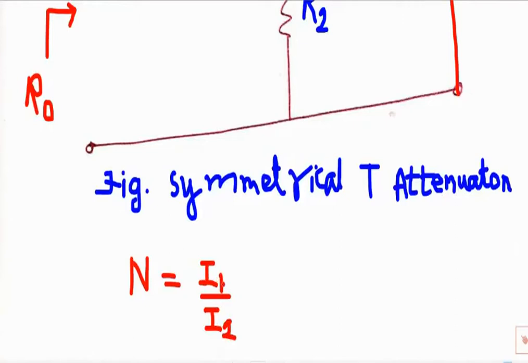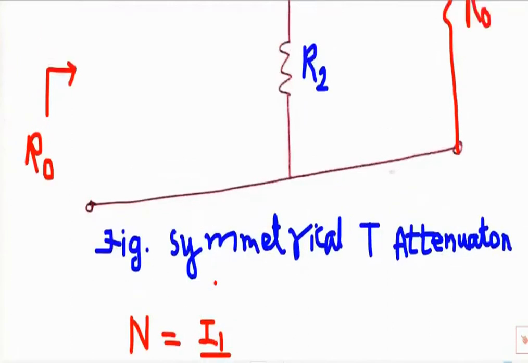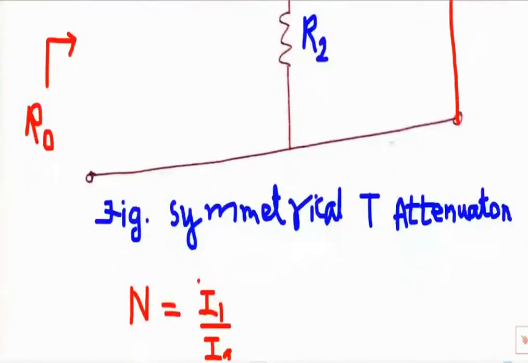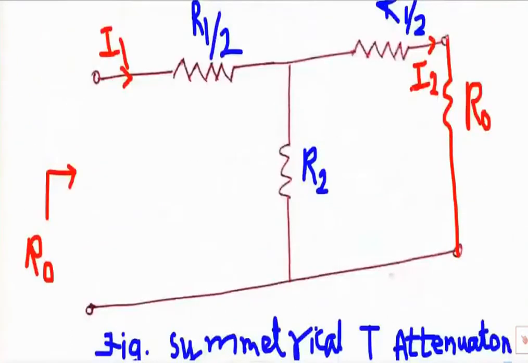So what is capital N? It is a new term I am introducing. Capital N is the current ratio I1 upon I2. And from the input end I will see the resistance R0. The output end also I have terminated with R0.